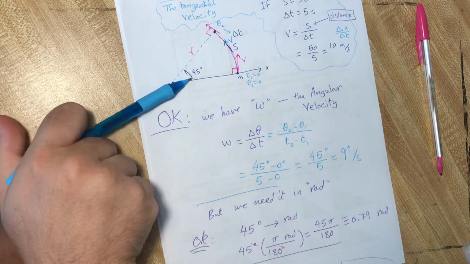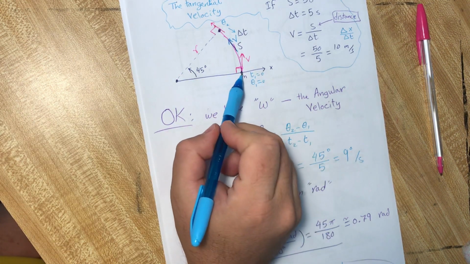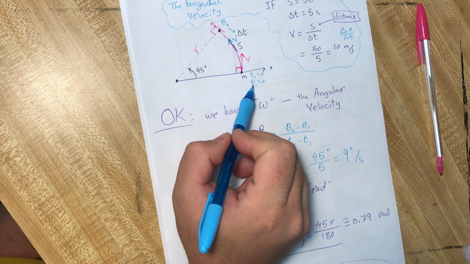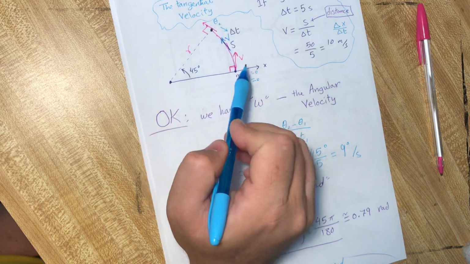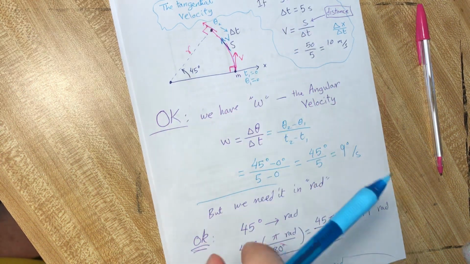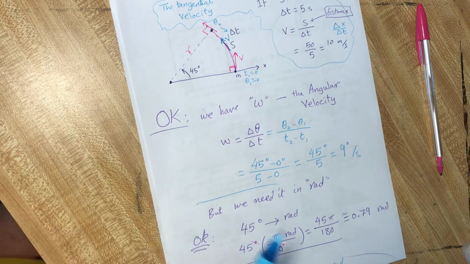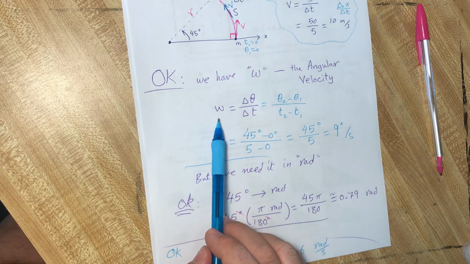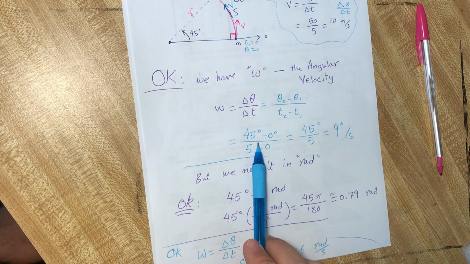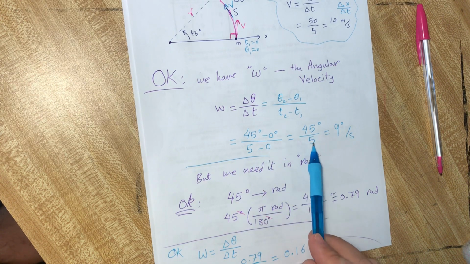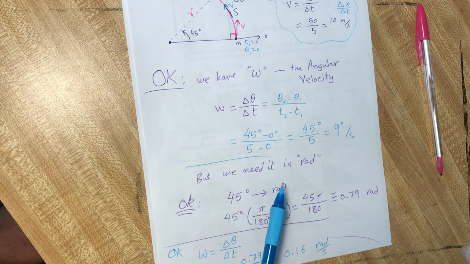We are given the theta. We can take the initial point at t equals 0 and theta equals 0 also. But at the final point here, t equals 5 as we said, and theta is equal to 45 degrees. So we can find omega: 45 degrees minus 0 over 5 minus 0, which is equal to 45 over 5. This is equal to 9 degrees per second.